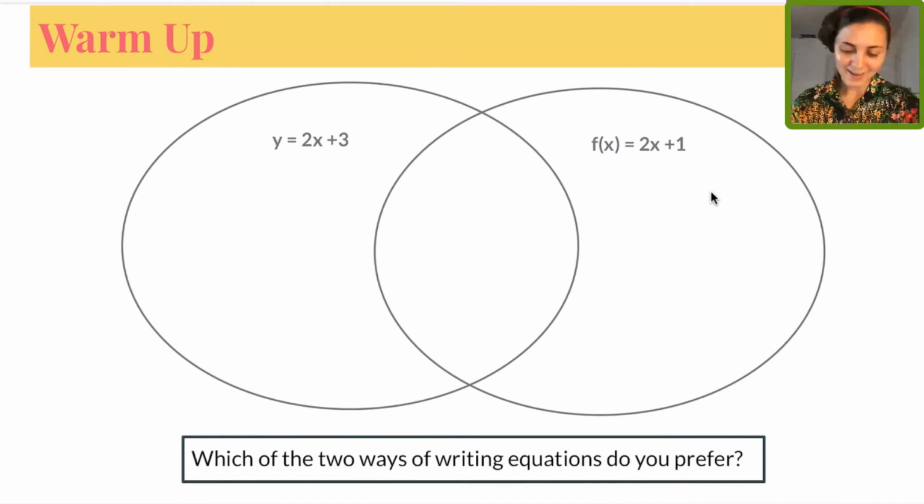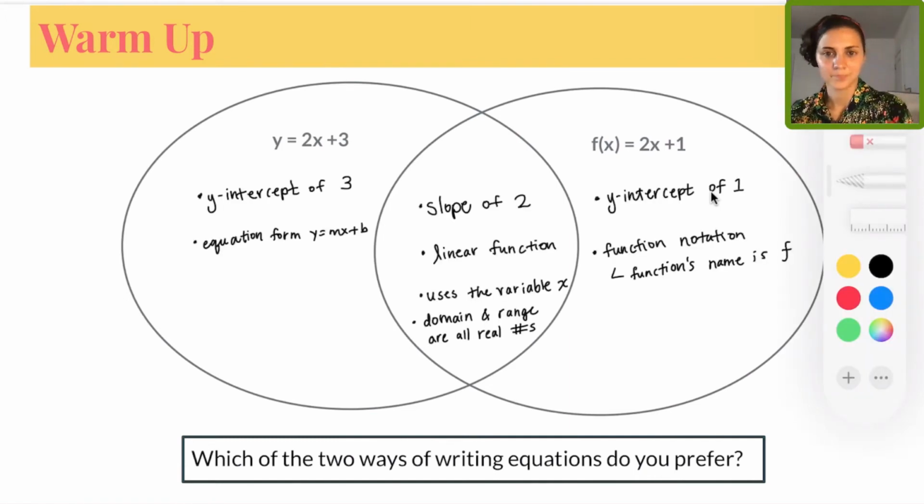Welcome back. I know it may have been a little tricky to figure out what some of the similarities and differences are. Here's what I got. I think the most obvious thing is that they have different y-intercepts. The left equation has a y-intercept of 3 and the right equation has a y-intercept of 1. Another difference is that one is in function notation, its function name is f, and the other one is just a generic y equals mx plus b equation.